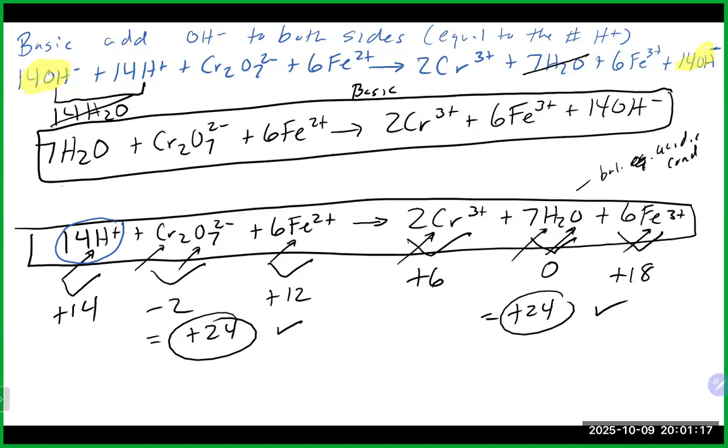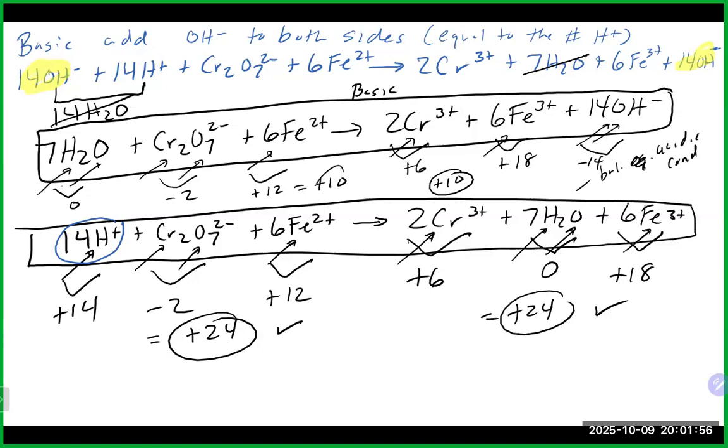Still should be balanced the exact same 2 ways. 14 H's, 14 H's, 7 oxygens there plus 7 more is 14. 14 oxygens, 6 irons there, 6 there, 2 chromiums, 2 chromiums. Overall charge on the left, 0, minus 2, plus 12 gives you a plus 10. This side, plus 6, plus 18, and a minus 14. So that's a minus 14, leaves you a plus 4 and a plus 10. Plus 6 gives you a plus 10 on both sides. So we are still balanced on both sides.